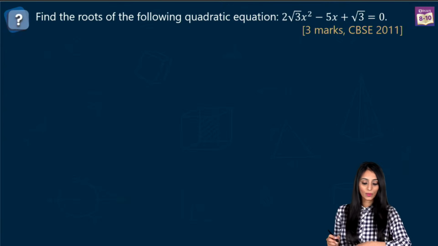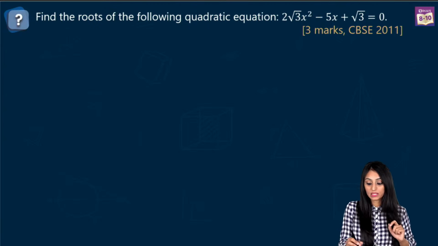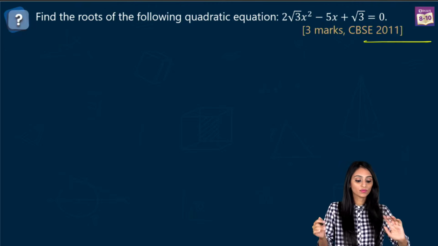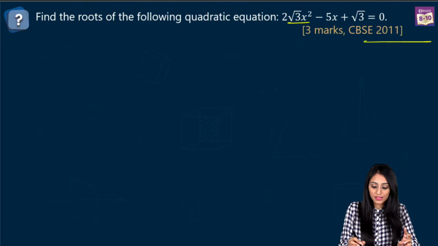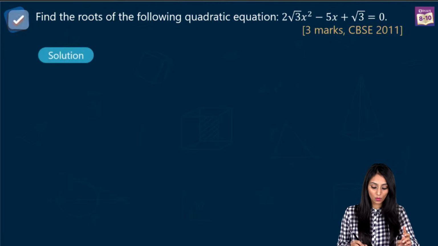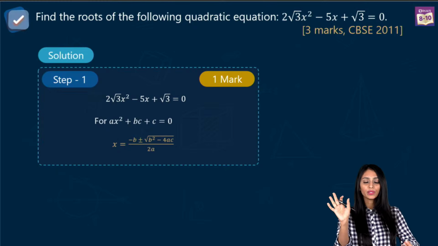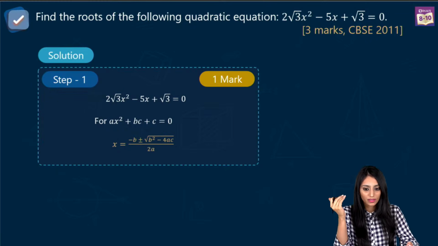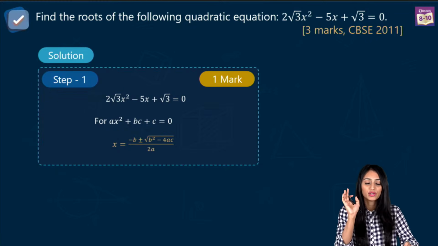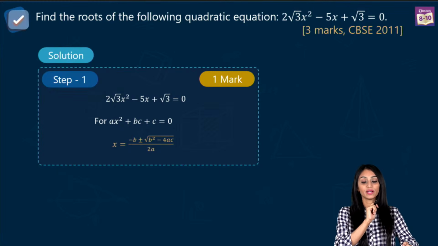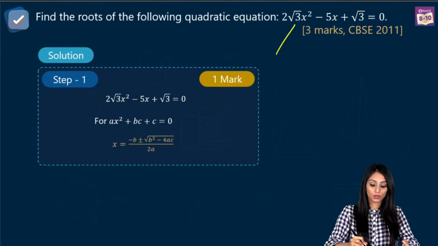Let's move ahead. Let's take a look at the next question. Again, it's a 3-marker. It came in CBSE 2011. Find the roots of the following quadratic equation: 2 root 3x square minus 5x plus root 3 equal to 0. Roots we have to find out. That's simple. This is the equation that you have. And no method is mentioned here. You can use any of the methods that you want. You can use factorization also if you are comfortable with it. But generally, students are not comfortable with the factorization method, especially when it comes with roots and all.